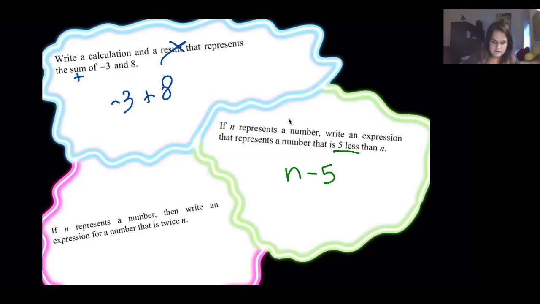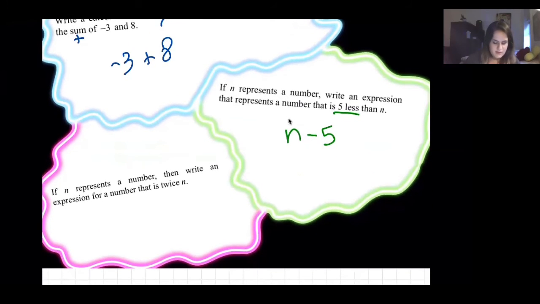All right, let's do this purple one here. n represents a number, then write an expression for a number that is, that's my dog there, that is twice n. What do you think twice means? You said times 2, you're correct, so twice n, you could just do 2n. You don't have to put times in the middle, it's implied.